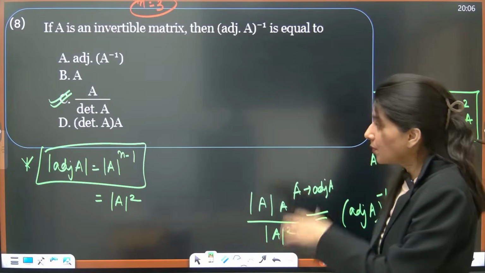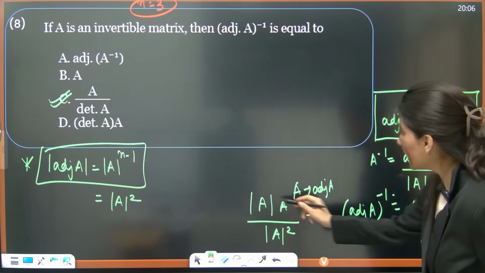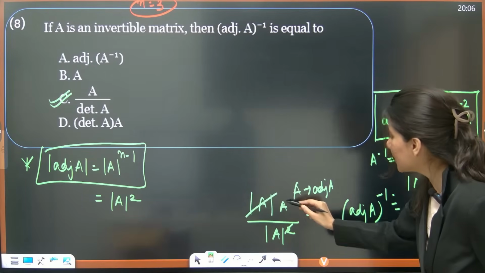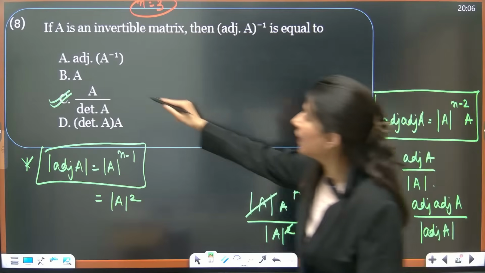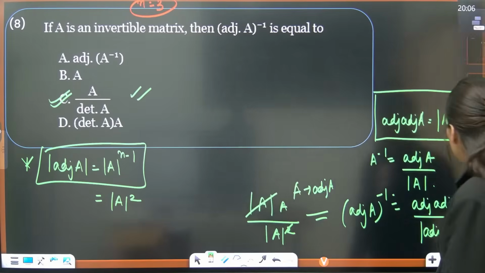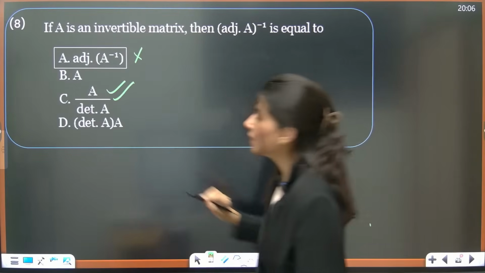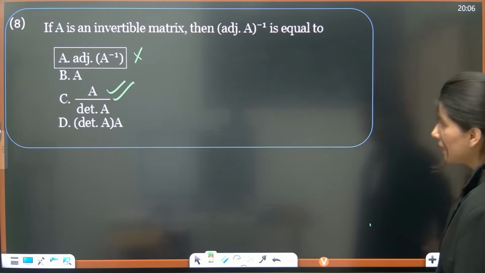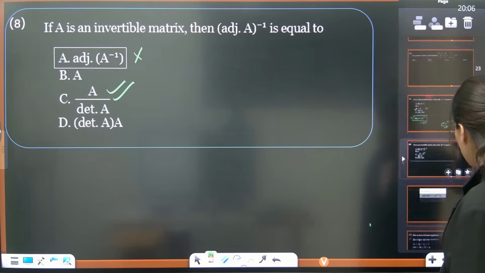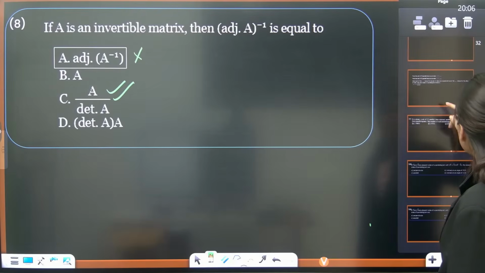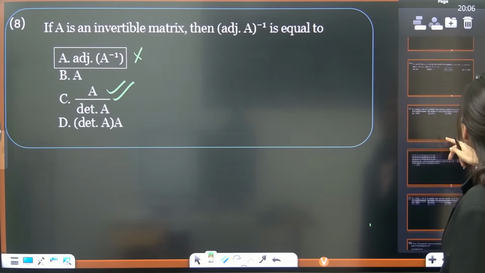Option C. Determinant A, and this is going to get cancelled. So A upon determinant A, option C is right. Over here, this is incorrect. Sorry, but this is correct. Okay. Got it? Clear? Option C is absolutely right. Okie dokie, clear. Now we have another question on our screen.